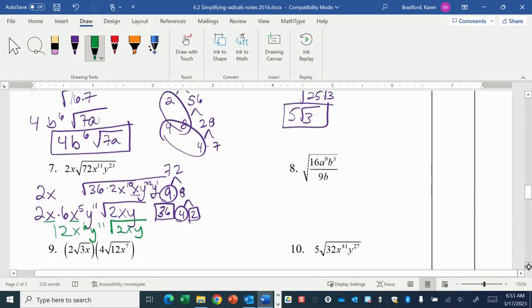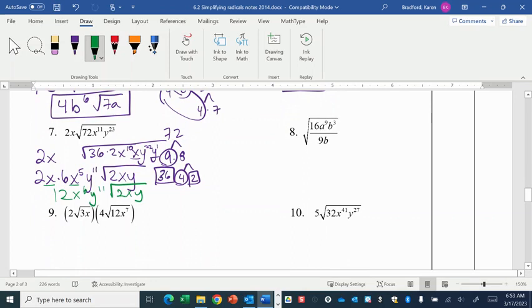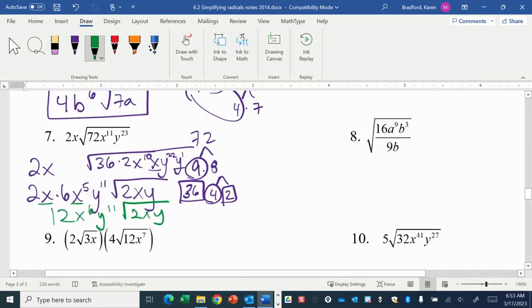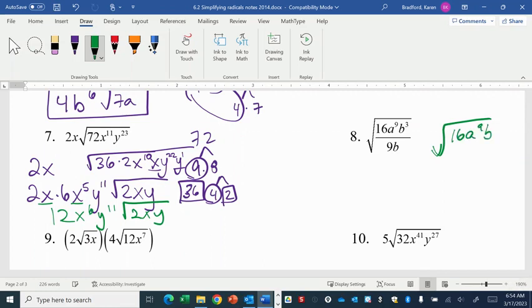For number 8, when we're working with fractions, we don't want fractions in our radical, but we can clean up what's inside here. The b cubed and b, when we're dividing, we subtract the exponents. So really we have the square root of 16a to the 9th b squared over 9.